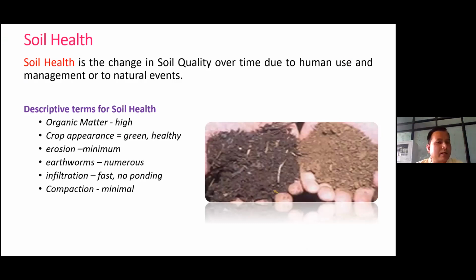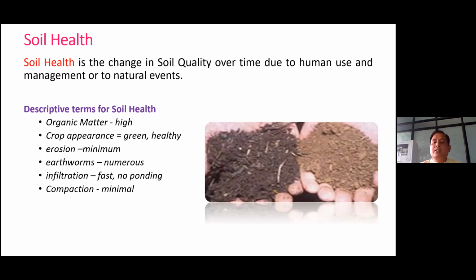If organic matter content is high, soil health is good. We can see the crop appearance. If our crop is green and healthy, then definitely our soil health is good. Erosion should be minimum. Earthworm and other microbial populations should be in good number. Infiltration rate should be fast. There should be no ponding and soil compaction should be minimum. So these are some descriptive ways by which we can observe the soil health.